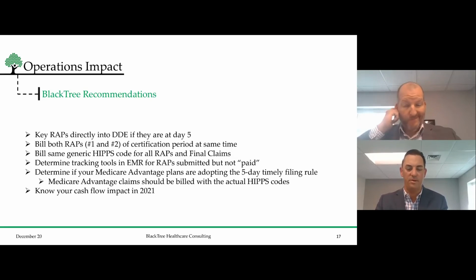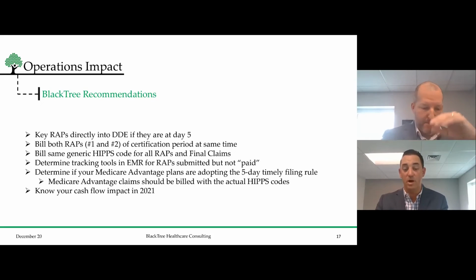So some EMRs are giving you options out there to say, what method do I want for the HIPS code to generate on my wrap? Do I want it based on the OASIS? Do I want to use a generic one? Our advice, if the OASIS is not completed, use a generic, and if the OASIS is completed, use that one.